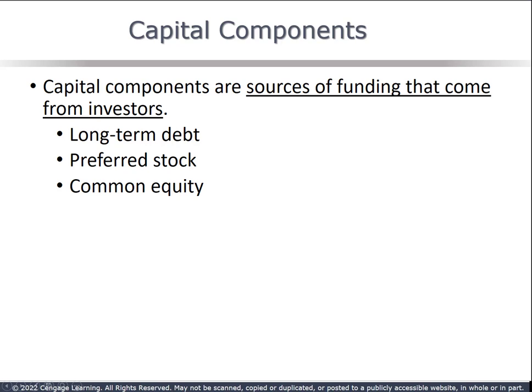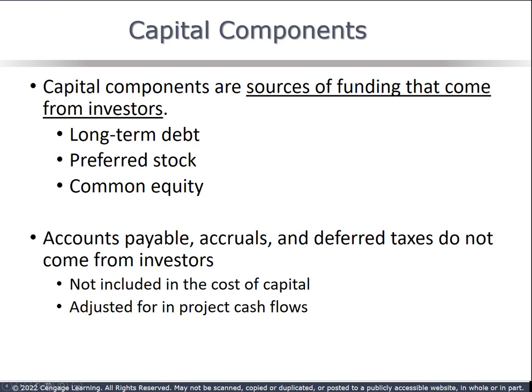Capital comes from preferred stock, common stock, and debt. Accounts payable, accruals, and other sources of cash are not from investors. We adjust for them in the cash flows, which we'll look at in Chapter 12.